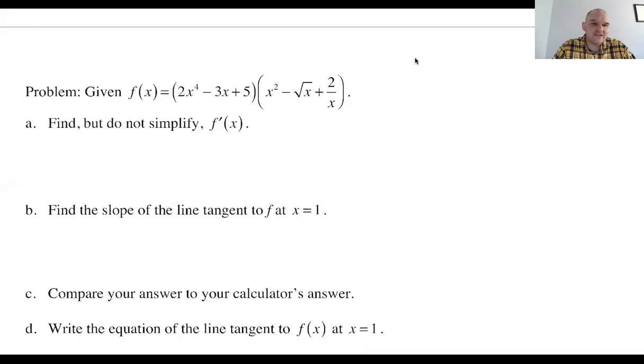All right, I'm back. We are on page 304. We're going to keep going. We know the product rule. We know the quotient rule.